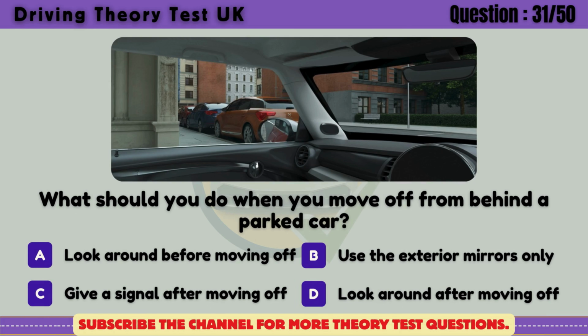Question 31. What should you do when you move off from behind a parked car? Option A. Look around before moving off. B. Use the exterior mirrors only. C. Give a signal after moving off. D. Look around after moving off.